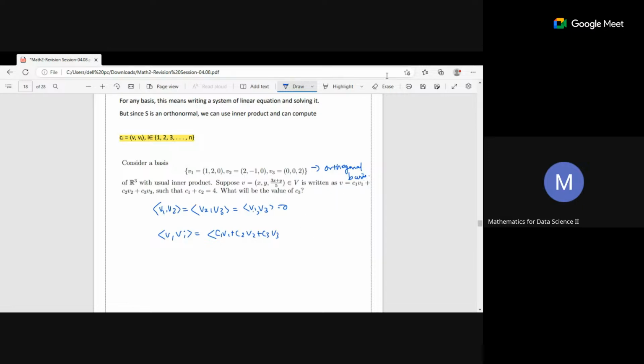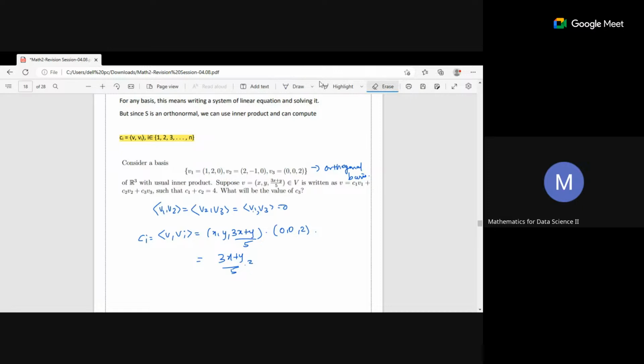Sorry for writing everything. So it is simply, you can write the value Ci as the inner product of V and Vi. Now you can write Ci as the inner product of the vector (x, y, 3x plus y by 5) with V3, which is (0, 0, 2). So this is 3x plus y by 5 into 2. So this gives you the answer.